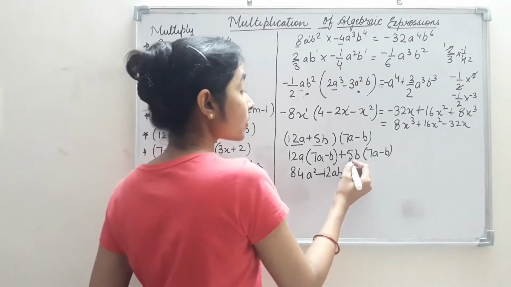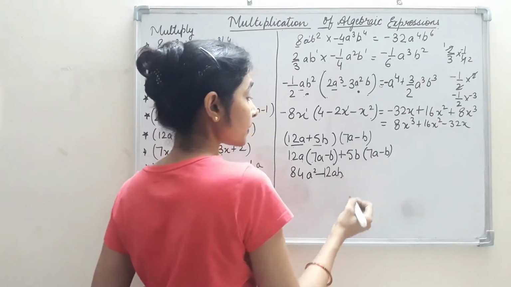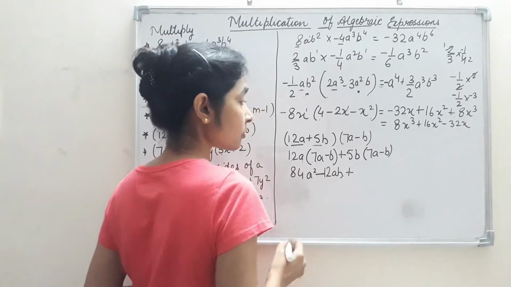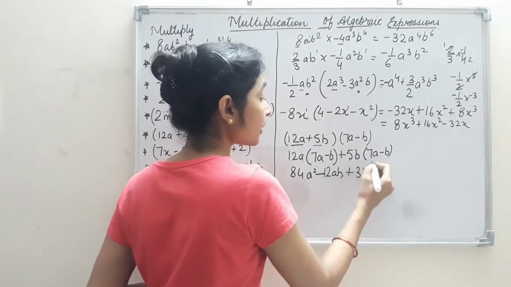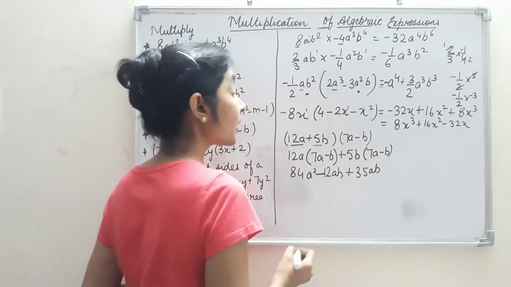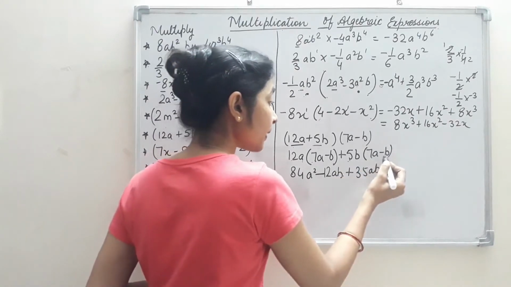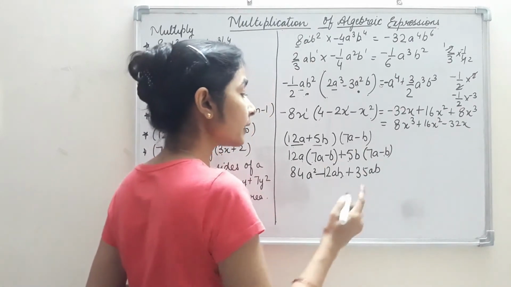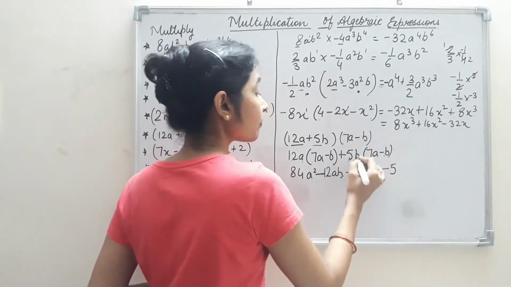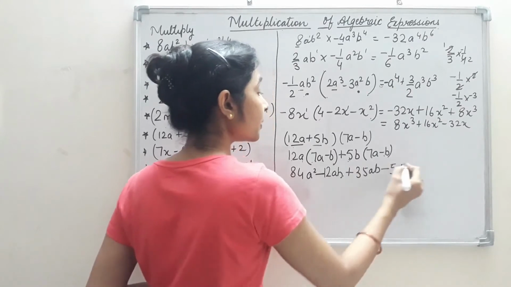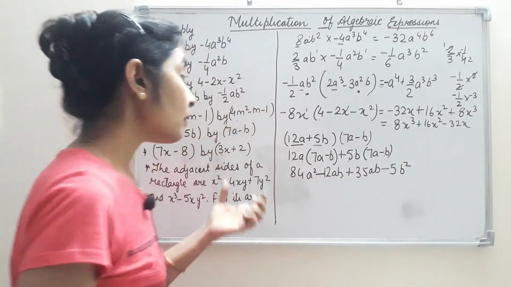12ab. Now positive 5b into positive 7a gives me a positive answer, so putting the positive sign there, 5 sevens are 35 and a multiplied by b gives me ab. Now positive 5b multiplied by negative b gives me a negative answer, so putting the negative sign there, 5b square, b into b square. So that is the product that I get.